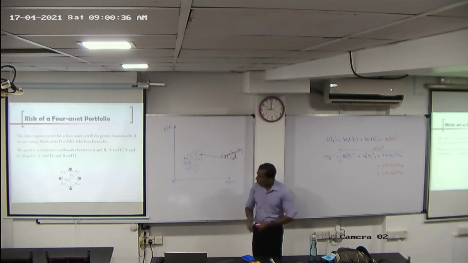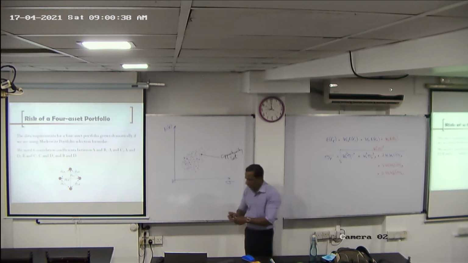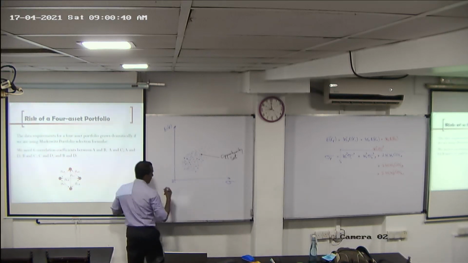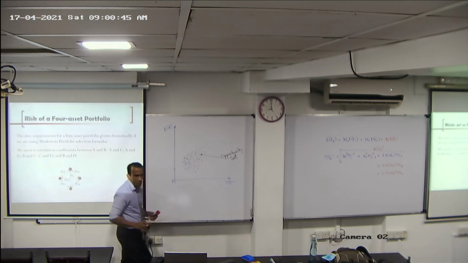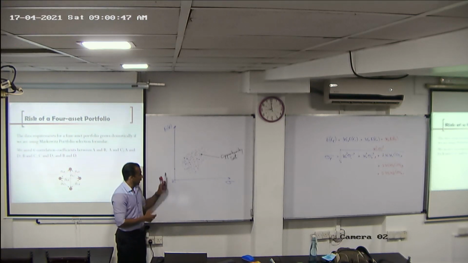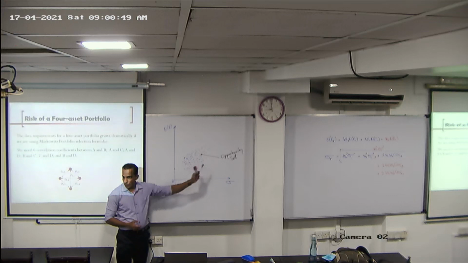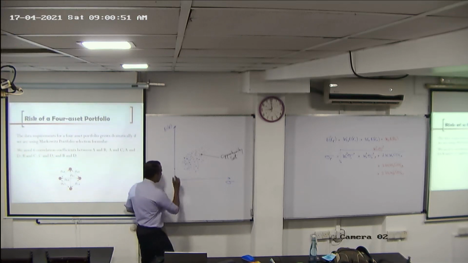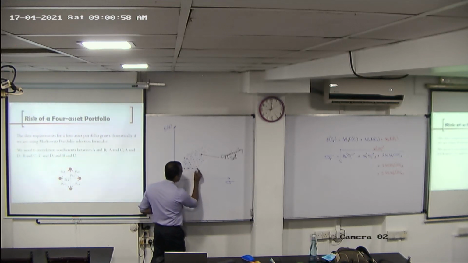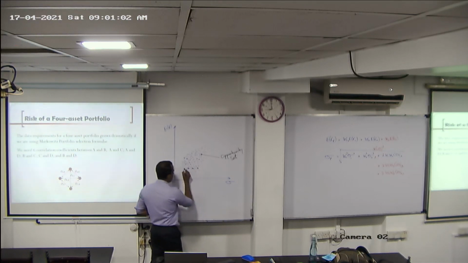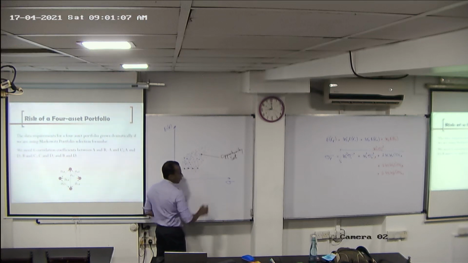Now the next point. If the investor expects a certain level of return, for example, suppose a particular investor expects this return, then to get this return, we can see there are a number of portfolios. This is one portfolio, this is another, this is another, this is another. So a number of portfolios are expected to generate a certain level of return.